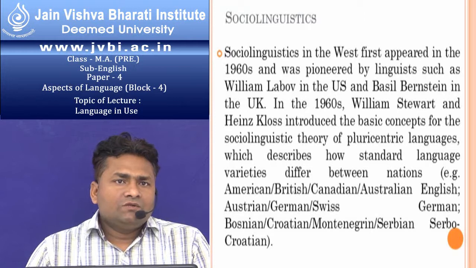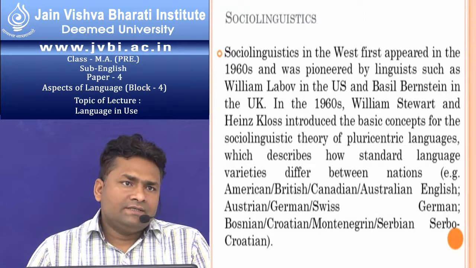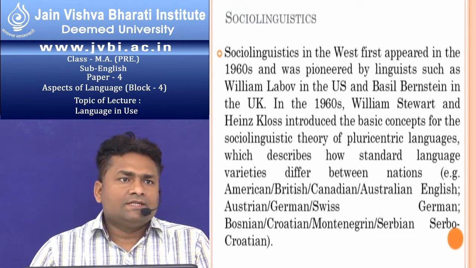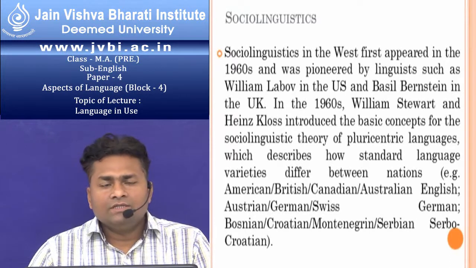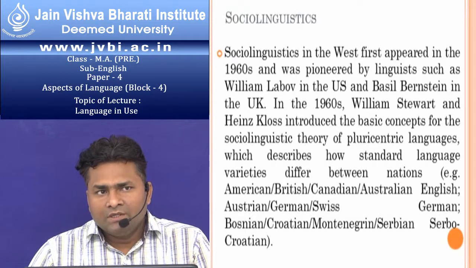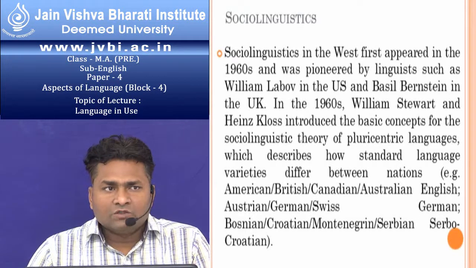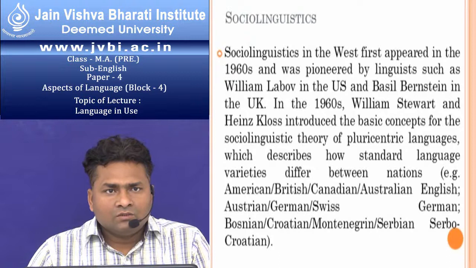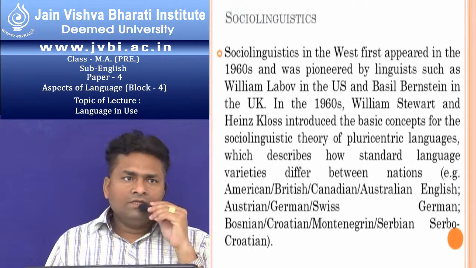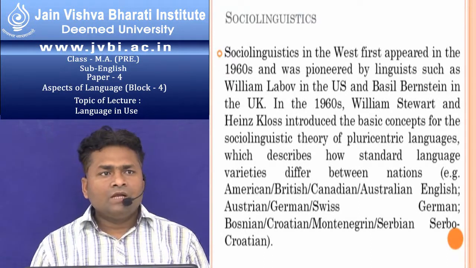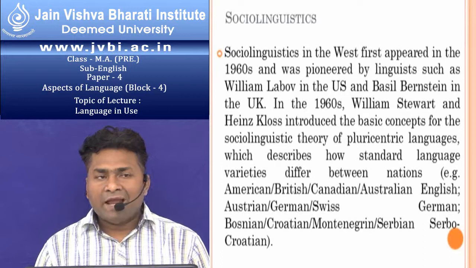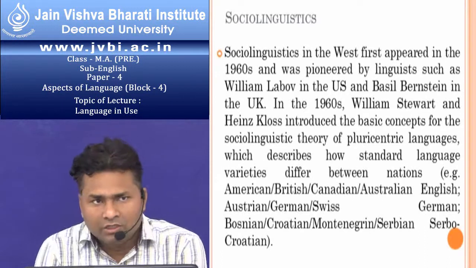Sociolinguistics in the West first appeared in the 1960s and was pioneered by linguists such as William Labov in the US and Basil Bernstein in the UK. These two important names we need to remember, as they are very well known in the field of sociolinguistics. William Labov and Basil are the pioneer names in the field of sociolinguistics.